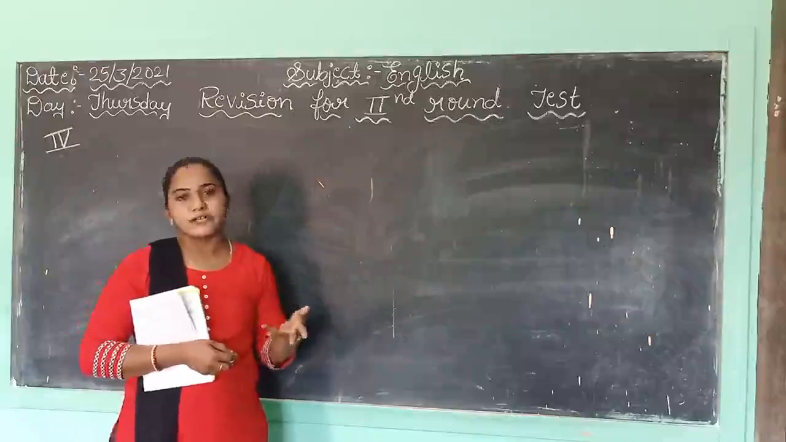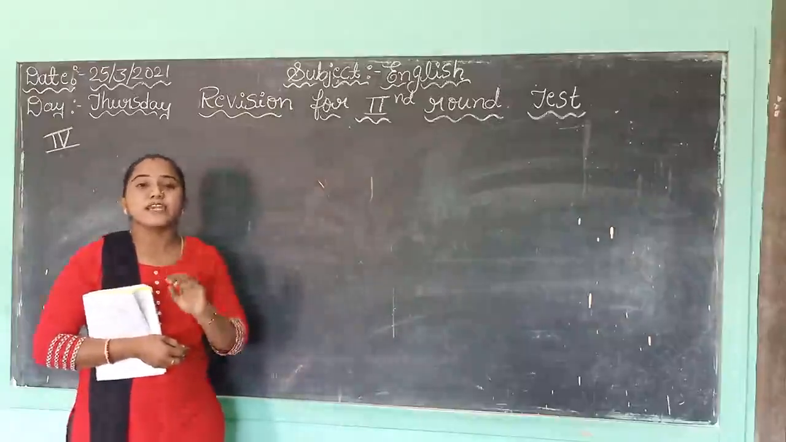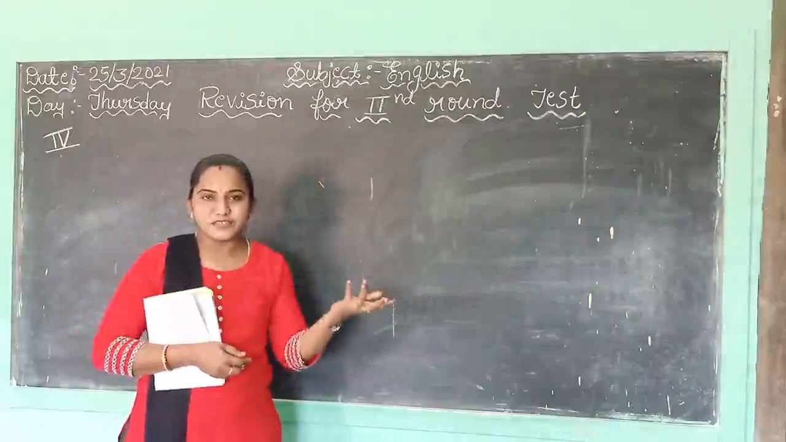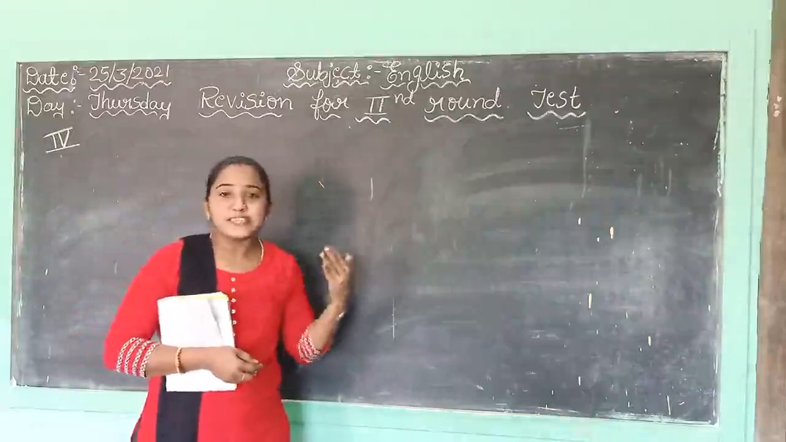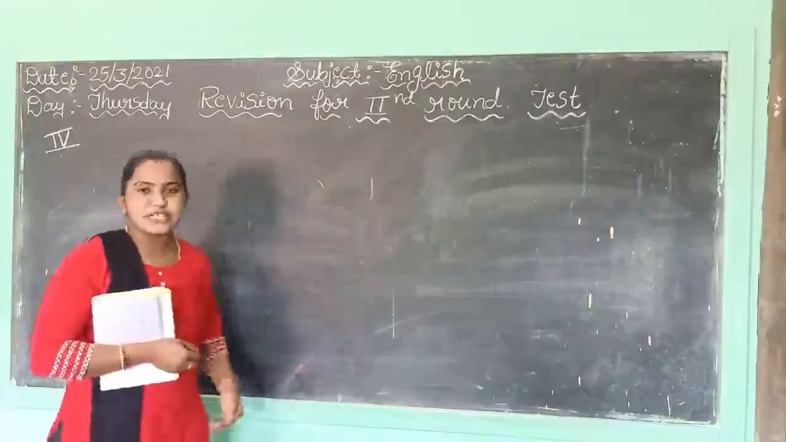Bat to the ball is there. Lock to the key. So we cannot play cricket without a ball. We cannot open the lock without the key. Okay, like this, children. Now let us take more examples for the pair words. So you also write down in the class, children.